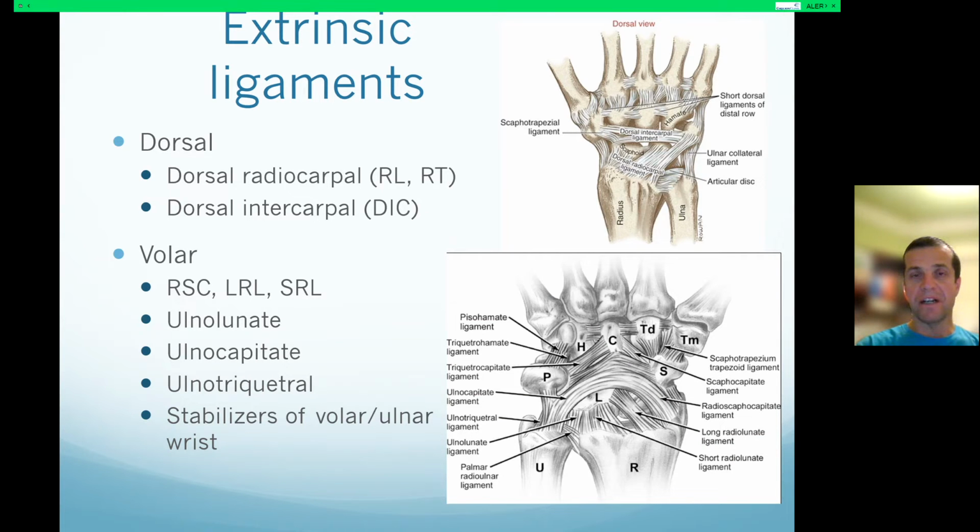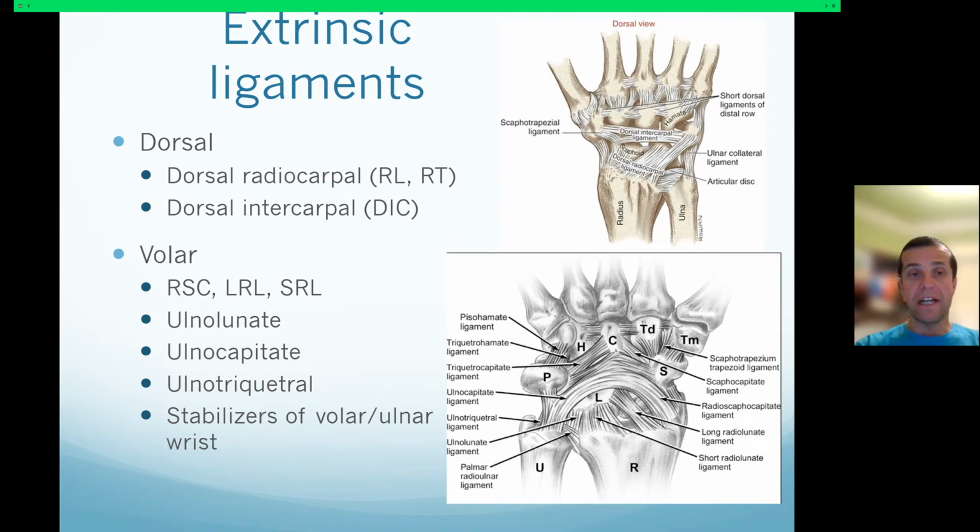The dorsal ligaments are the radiocarpal ligaments, which are the radiolunate and radiotriquetral ligaments between the radius and the above named bones, and also the dorsal intercarpal ligament that crosses the entire carpus dorsally, basically between the trapezium and trapezoid on the radial side, and the triquetrum ulnarly.